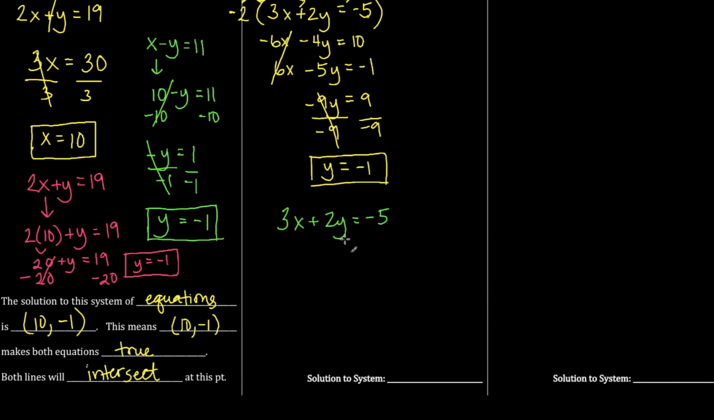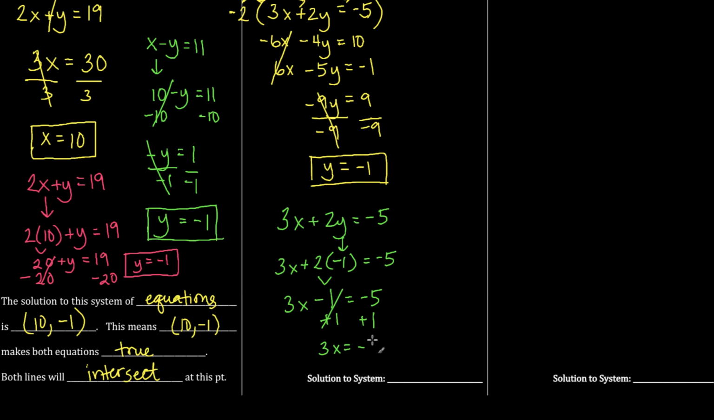And for y, I'm going to substitute in negative 1. Okay, 3x plus 2 times negative 1 equals negative 5. A positive times a negative is a negative, so I'm going to write minus 1. 3x minus 1 equals negative 5. I will add 1. So 3x equals 1 minus 5 is negative 4.